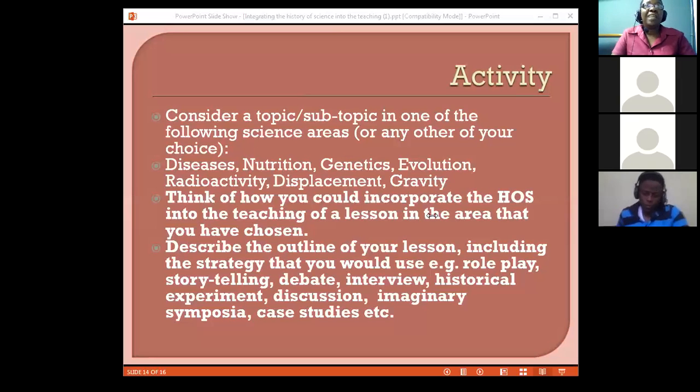Because a student might say, but miss, based on what you have said and based on what we have read, a cell is a very small thing. So how is it that scientists know that all these different parts are actually in a cell, right? And you could probably take it from that direction.